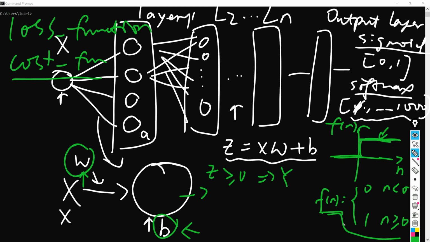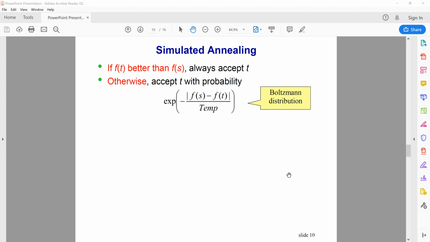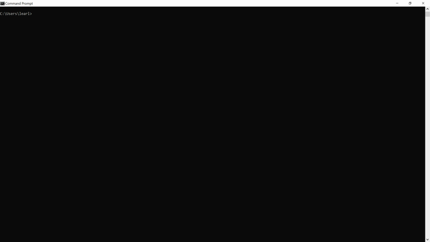So here is a brief introduction about hill climbing. How about simulated annealing? Let's take a look. Here is a PowerPoint from our lecture notes. What simulated annealing actually does is, as it says here, use the Boltzmann distribution. Unlike hill climbing, which just outputs 0 or 1, it actually makes some changes.